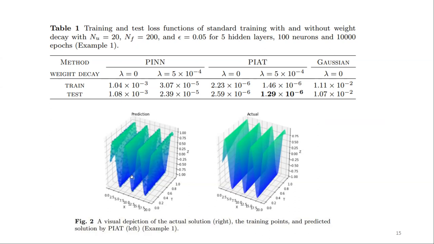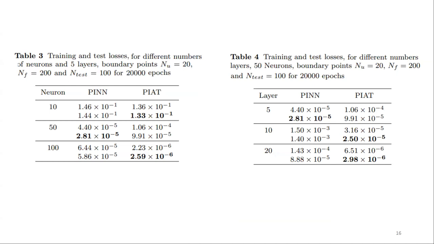And in this figure, you can see the results of using adversarial training for KS. This is our approximate solution, and this is the exact solution, which shows the efficiency of our method. Also, in these tables, we have shown the convergence of our method for different numbers of neurons and layers: with increasing number of neurons and layers, the errors decrease. So we can see the convergence, and also the results of adversarial training are better than PINN for different numbers of neurons and layers.